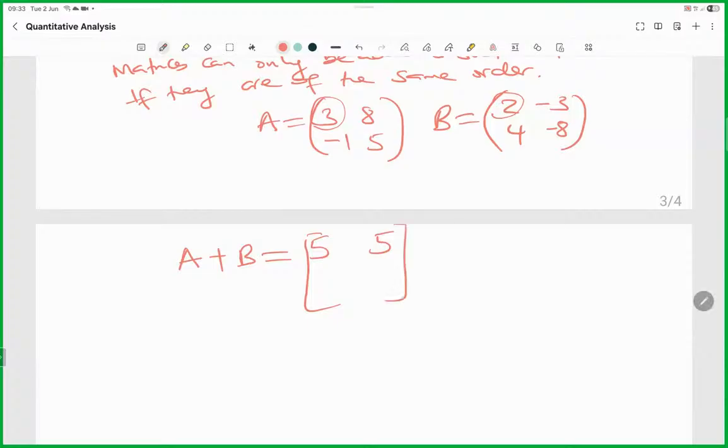Then we have here minus 1 plus 4. Same position, this and this. So minus 1 plus 4 gives me what here? 3. Lastly, we have 5 and minus 8. 5 and minus 8, same position, minus 3.